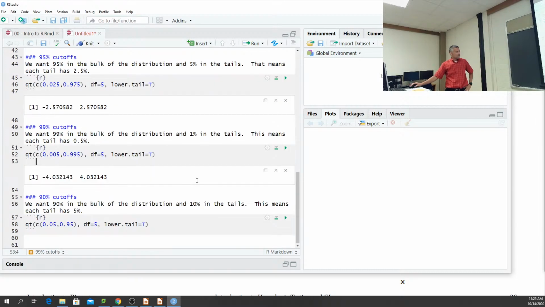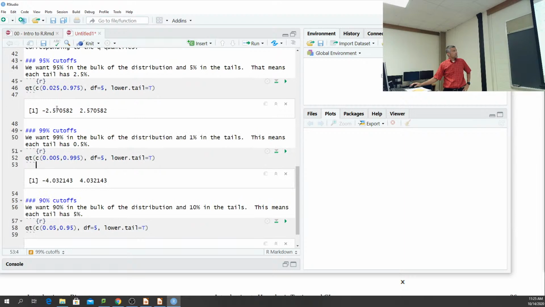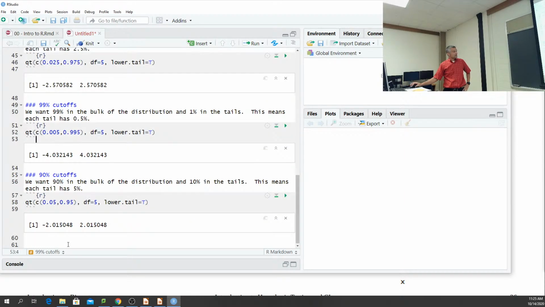Then our 90% cutoff. We've got 90%, that's our bulk, which means we have 10% in the tails. Each tail then has 5% of our values. Same thing, we get negative 2.015, positive 2.015. Okay, this is in R.